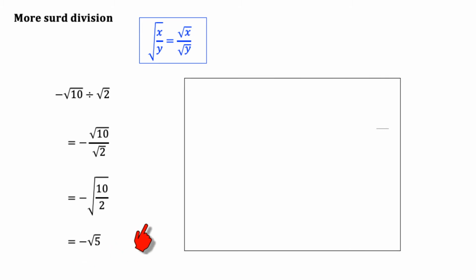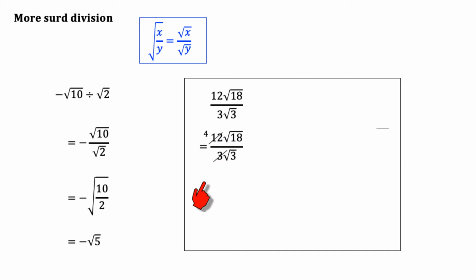Let's have a look at another example. We're going to take 2 bites at this one. We're going to solve this one 2 different ways, just to show you what some of your options are. 12 root 18 over 3 root 3. In my first case, I'm going to write this out, and I can see I've got common factors between the 12 and the 3 here. I can cancel or simplify that down to 4 root 18 on the top, because 3 fits into 3 once and it fits into 12 4 times. So I can rewrite that as 4 root 18.